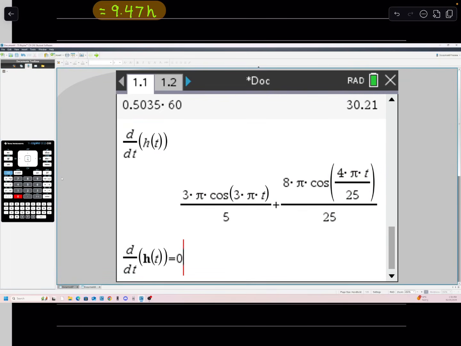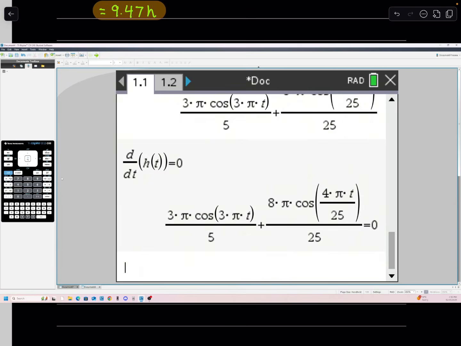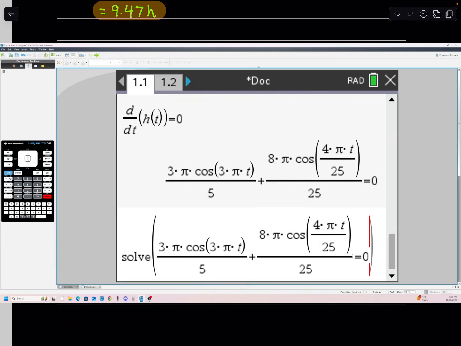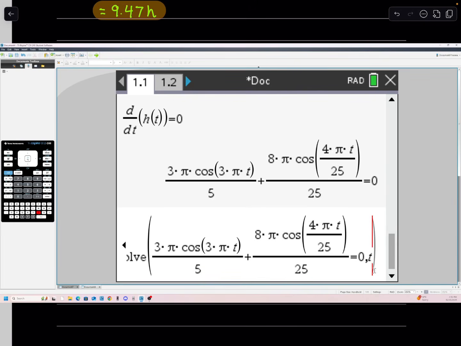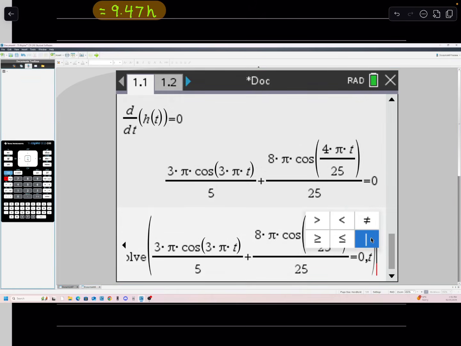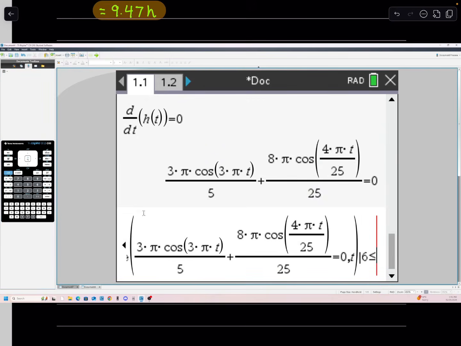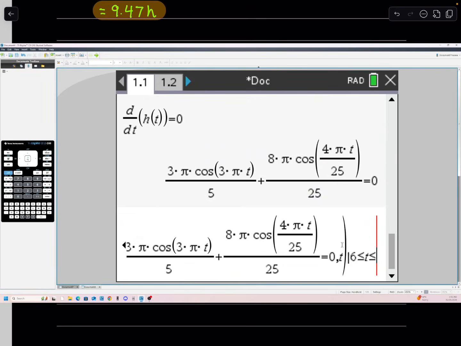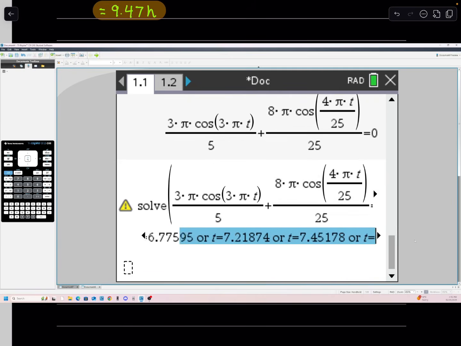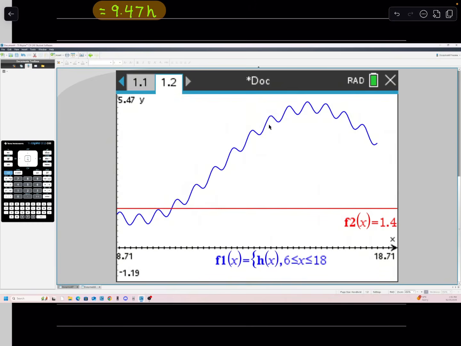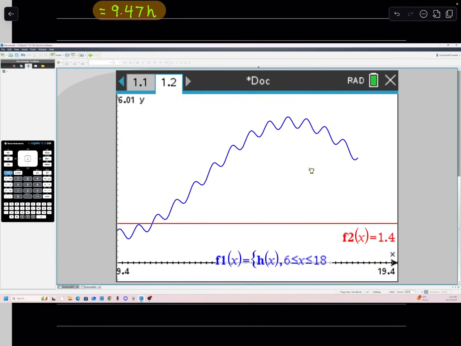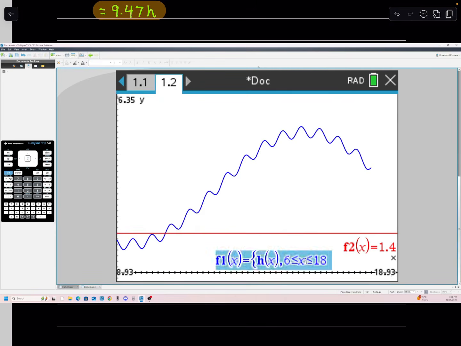Then we will let it equal to 0 and solve this, comma t, over the time, 6 less or equal to x less or equal to 24. There's a lot of times, but we know that the max height occurred. There is actually a lot of minimum points too. You can just look at it in the CAS anyway, if I just restrict this to 24.